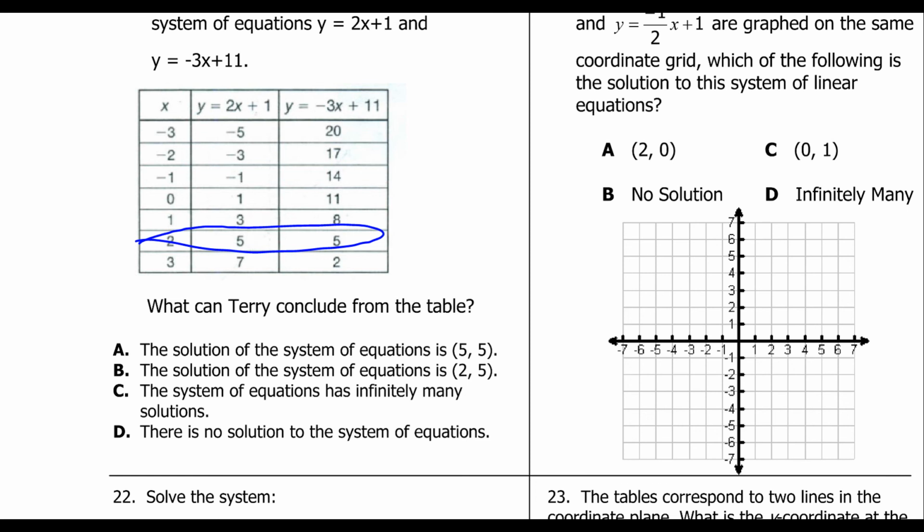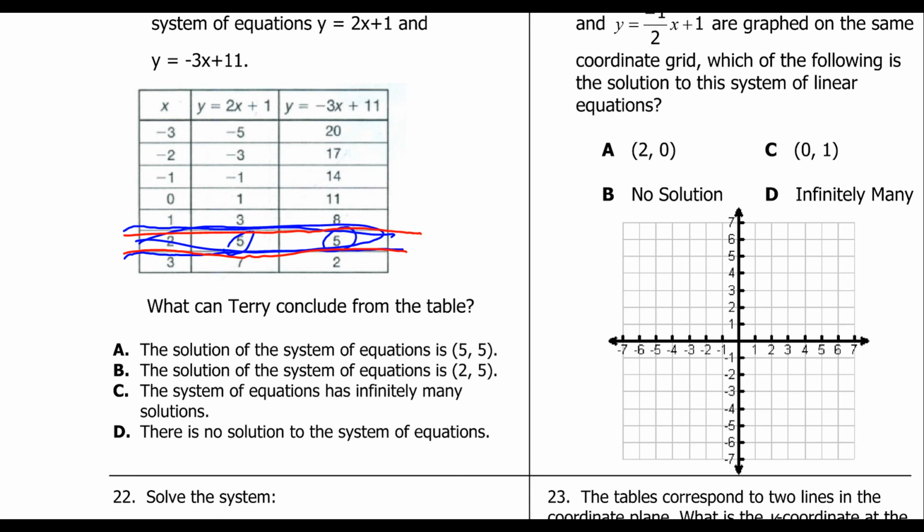A lot of depth there, right? 2, and then you can see that this and this are the same thing, okay? When those are the same, that means that you have found the solution. Now, they have to be on the same row. If they are not on the same row, it doesn't work.